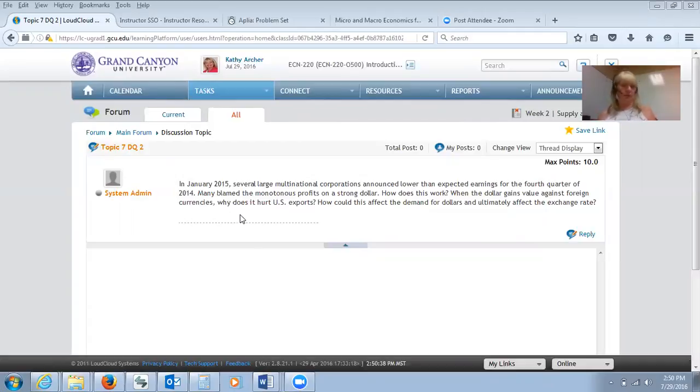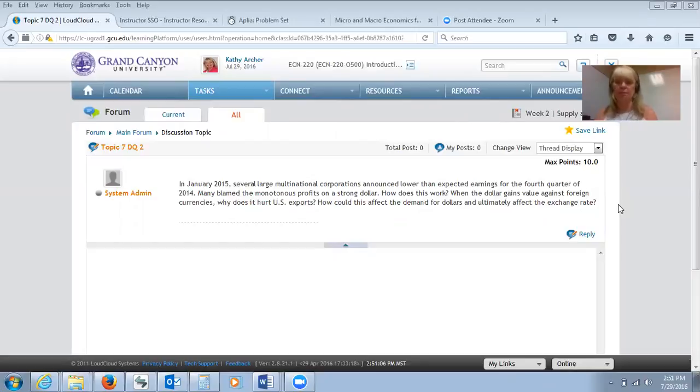The DQ. In January 2015, several large multinational corporations announced lower than expected earnings for the fourth quarter of 2014. Many blamed the monotonous profits on a strong dollar. How does this work? When the dollar gains value against foreign currencies, why does it hurt U.S. exports? How could this affect the demand for dollars and ultimately affect the exchange rate?